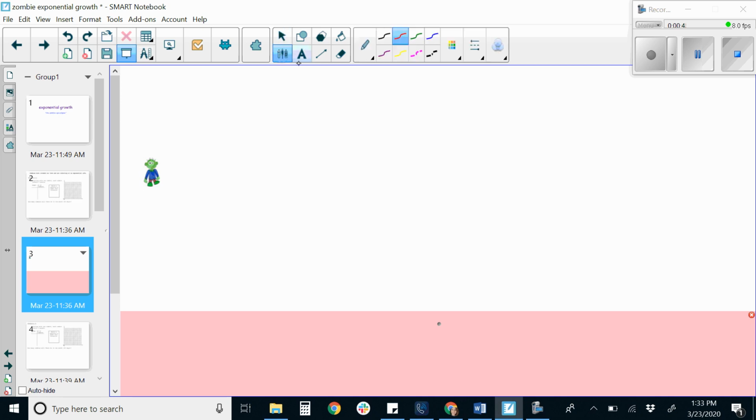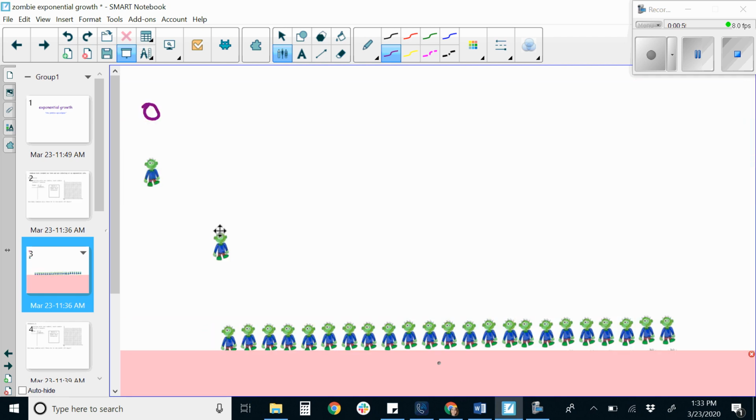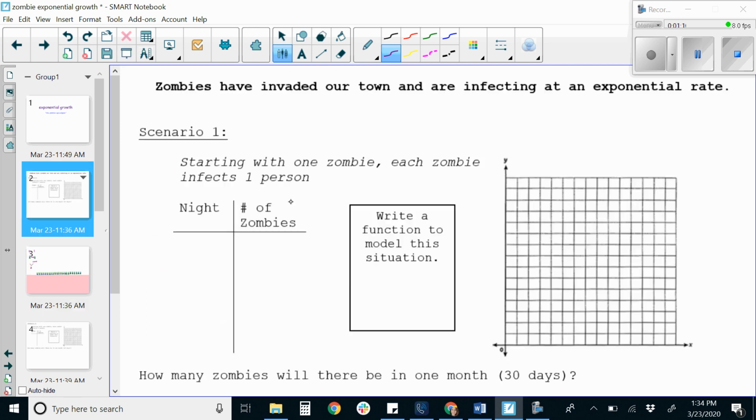We start off with one zombie, and so this is night 0. So at the beginning, there was one zombie. So it's nighttime. Next morning, he's infected another person. So this is night 1. We've infected one new for a total of 2 zombies. So in night 0, we started with 1. On night 1, there were 2.